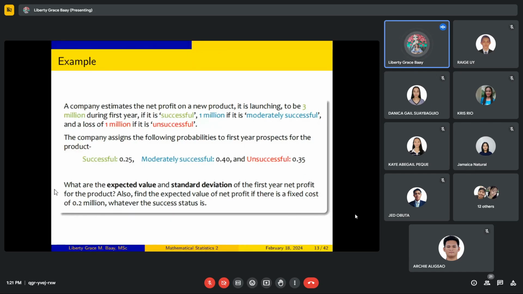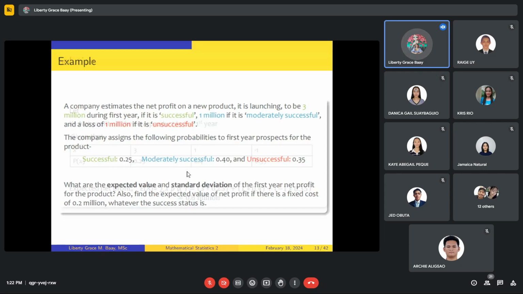So we are asked to find the expected value and the standard deviation of the first year net profit for the product. Also we're going to find the expected value of the net profit if there is a fixed cost of 0.2 million, whatever the success status is. So first, we're going to find the expected value or simply the mean given the following. So we're going to set up a table.